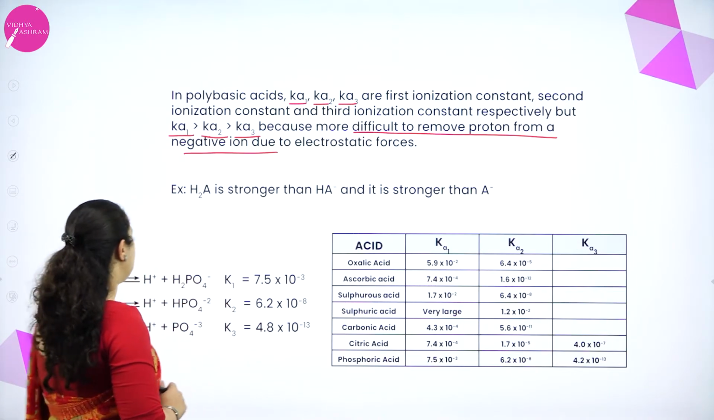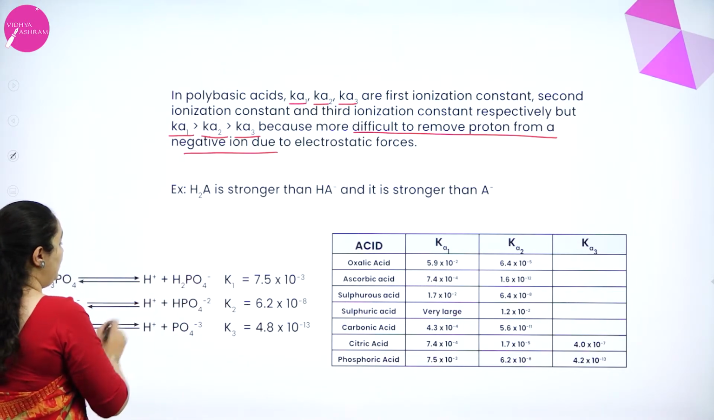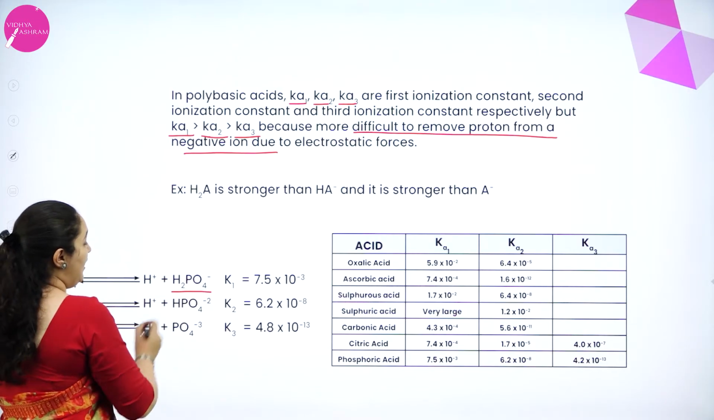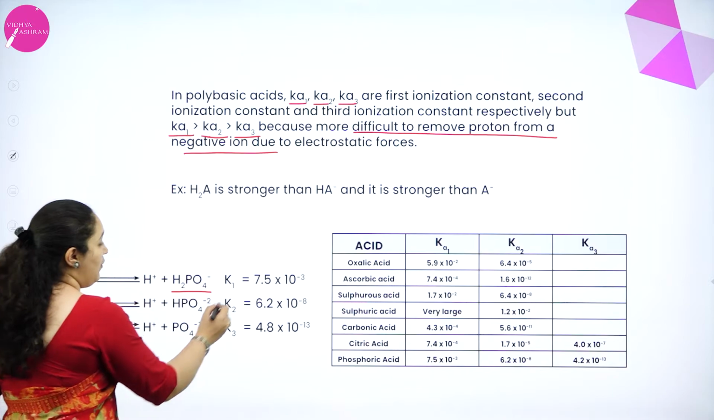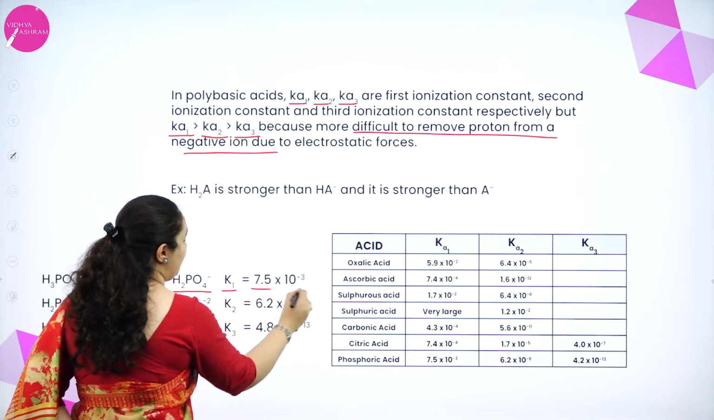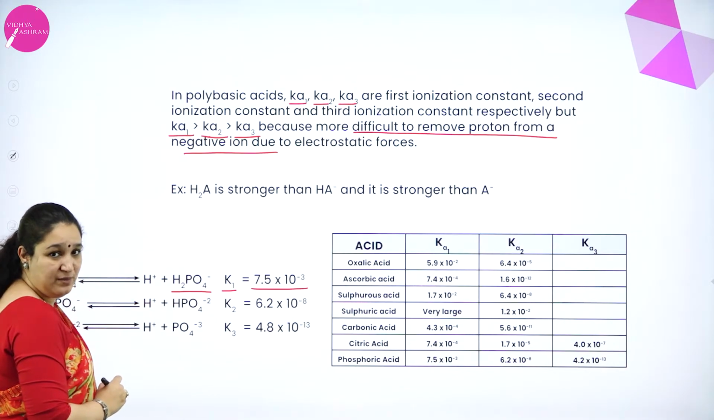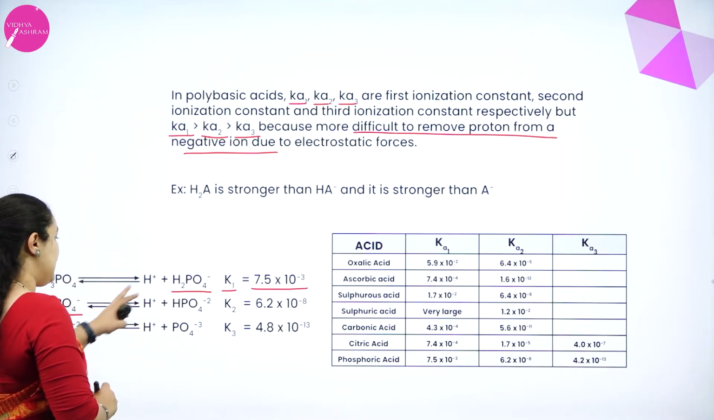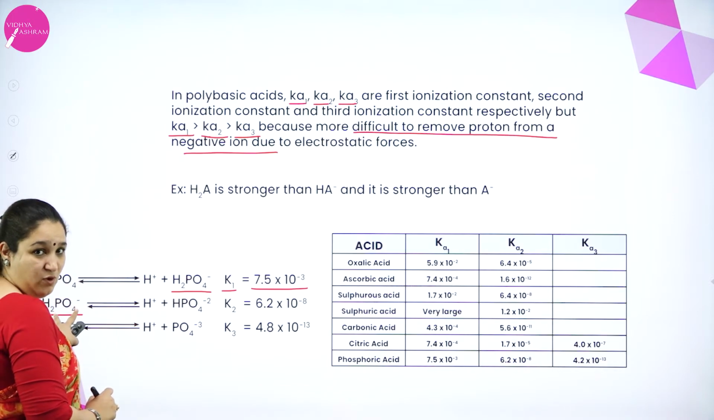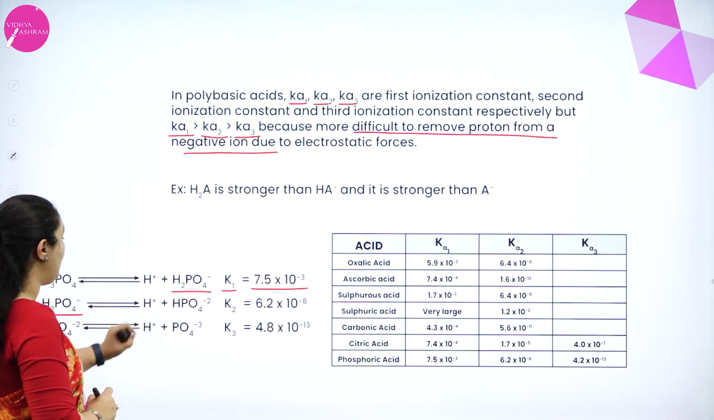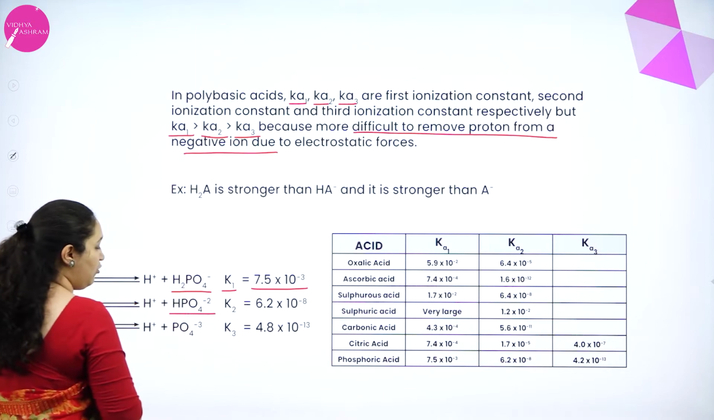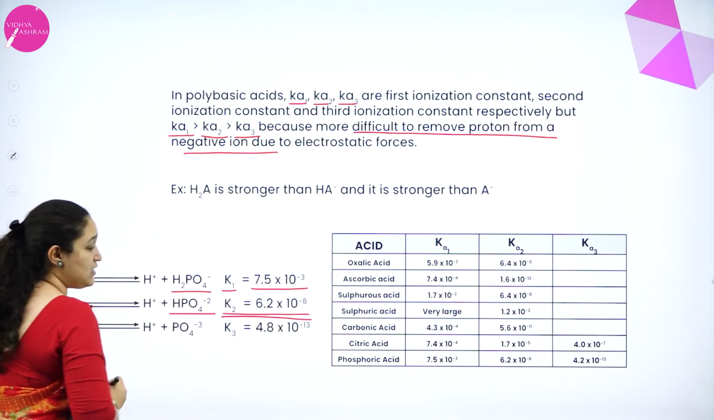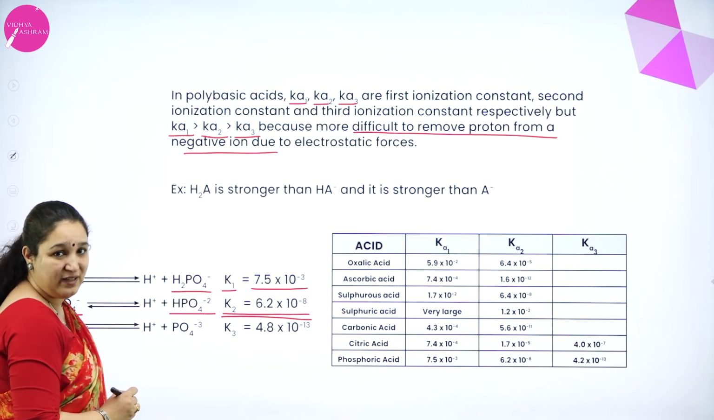For example, you can see here H3PO4 gives away one H plus ion to form H2PO4 minus, where Ka1 is 7.5 into 10 to the power minus 3. Next, if you see H2PO4 minus, that is already an anion. Okay. From this, I have to remove one more H plus ion to form HPO4 2 minus. Ka2, you can see it is much lesser. 6.2 into 10 to the power minus 8 it becomes.